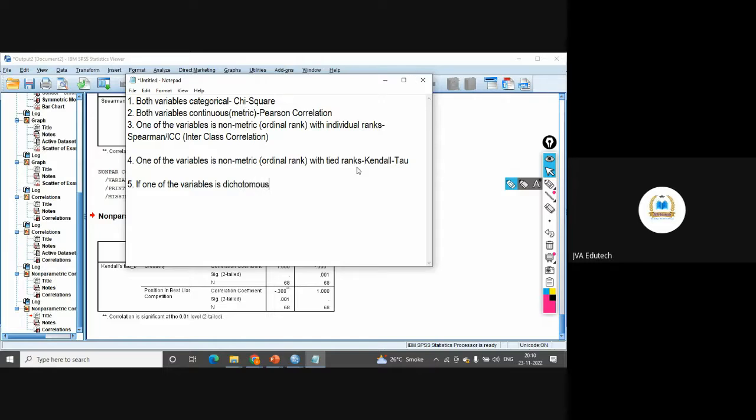Dichotomous means yes or no. Another one is continuous, right? Yes or no, male, female, means divided into two categories. That you can write.